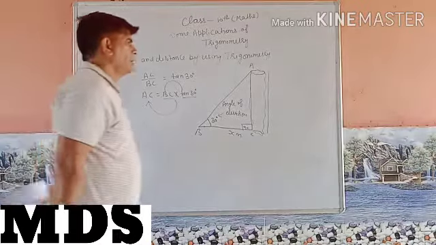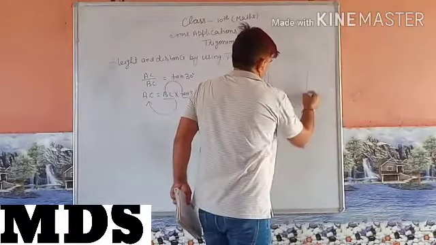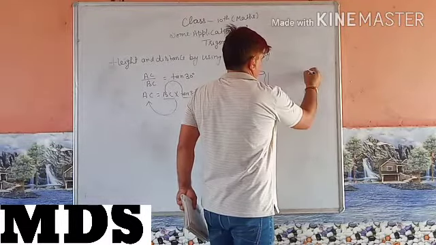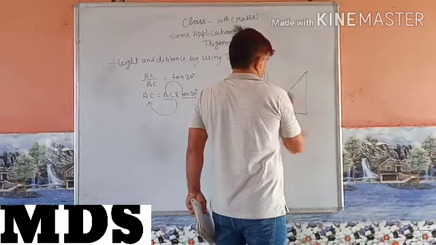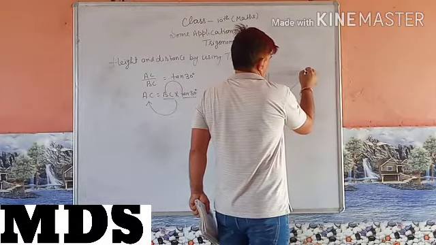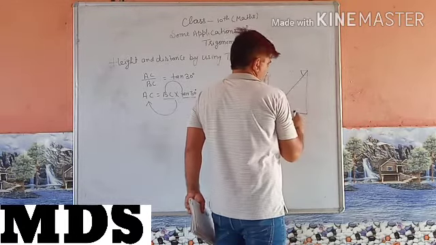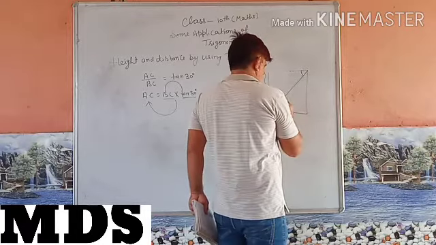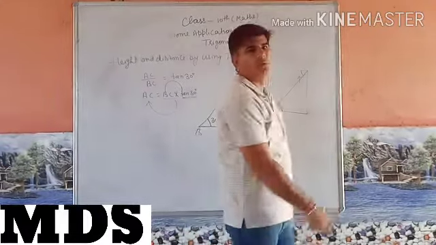And what about the angle of depression? Someone is sitting here and looking here. So which angle is formed? This is the parallel side of it. This angle is formed with it. This is parallel to this, so this angle is equal to this angle. This is called the angle of depression.